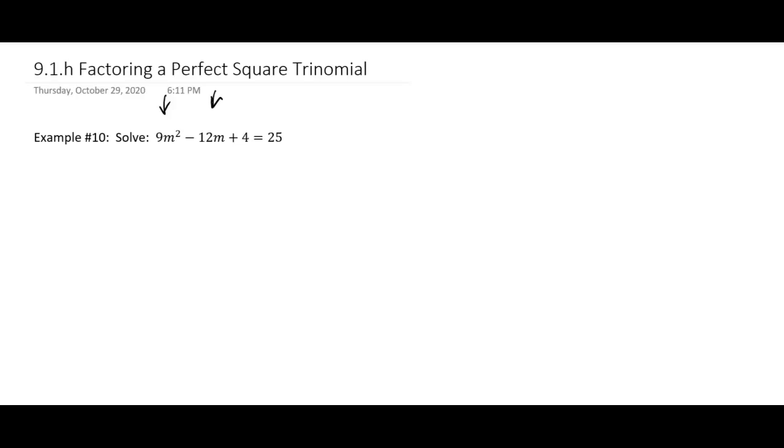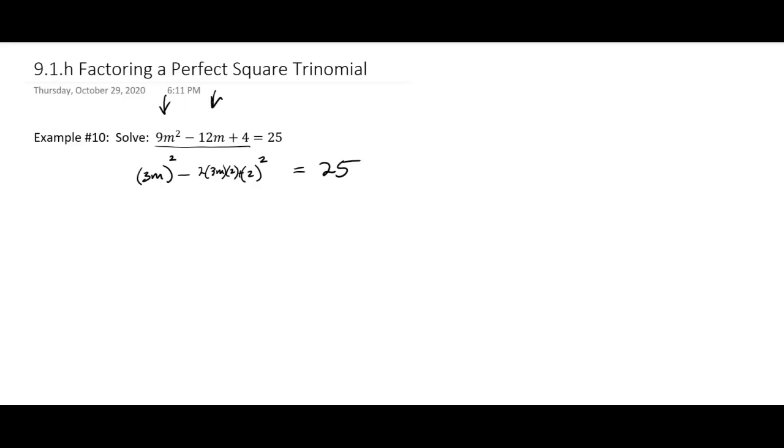So what we want to try to do is see if we can factor this into something squared, into a binomial square. And actually it's a perfect square trinomial. So if you think about 9m squared, that's 3m squared. And if you think about 4, that's 2 squared. This all equals 25. We're not going to worry about that just yet. And then if you look at the middle term, is it 2 times 3m times 2? And it is. So it follows that pattern.